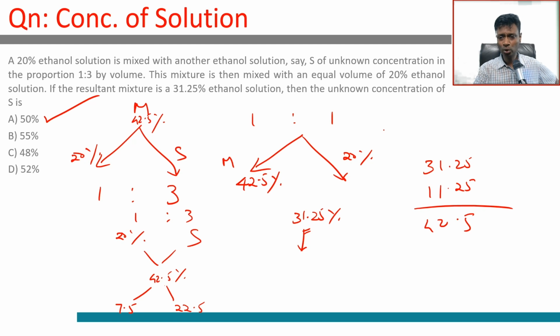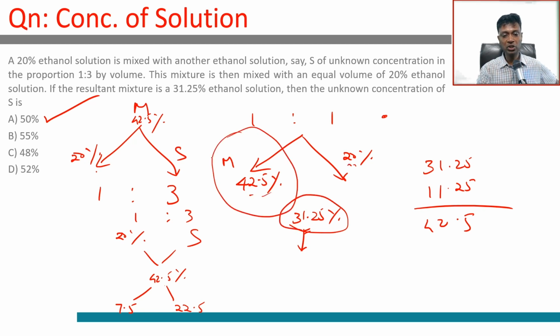Key thing here: do the second thing first and then go to the first one. The idea is that the second mixing is in the ratio 1:1, so the final solution should be bang in the middle, the right midpoint between these two. Straight away you get the mixture's concentration. Stick that in, use your alligation method, you're through.